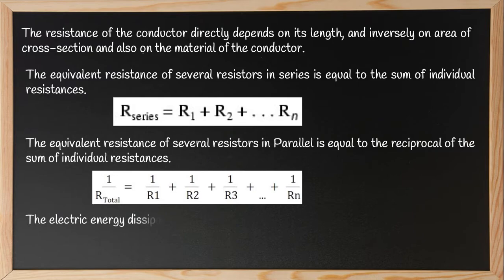The electric energy dissipated in a resistor is given by the formula. Whenever we use any electrical appliance, apart from the electricity produced, there is some energy or heat that is dissipated, and that is given by W is equal to V into I into T. That is, work done is equal to V, potential difference, into I, current, into time, which is T. So W is VIT.